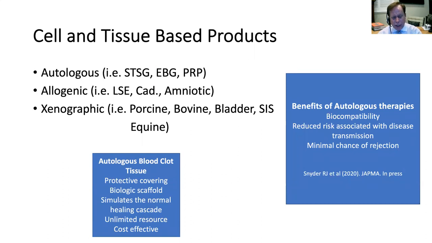So looking at autologous blood clot in very broad strokes, it's a protective covering. It's a biologic scaffold. And by that, I mean that it allows the movement of keratinocytes and fibroblasts through the matrix. It stimulates the normal wound healing cascade by bathing the area with growth factors and other substrates required for healing. It's an unlimited resource. This is a point of care therapy. You draw blood from a patient and you utilize it at the time that you need it. Again, it's an unlimited resource, and there are articles that have recently been written that show that it's cost effective.